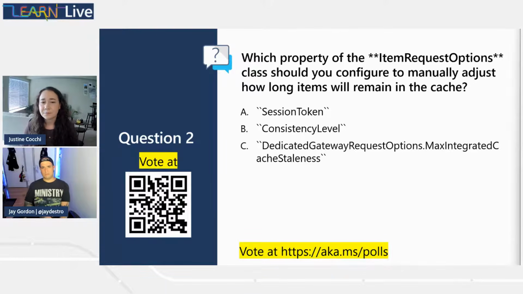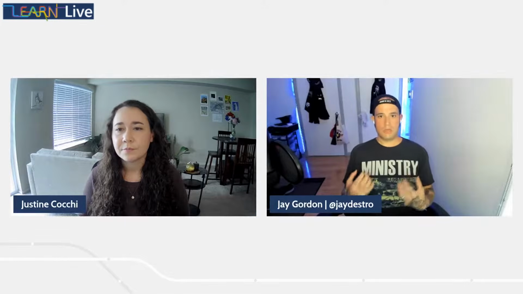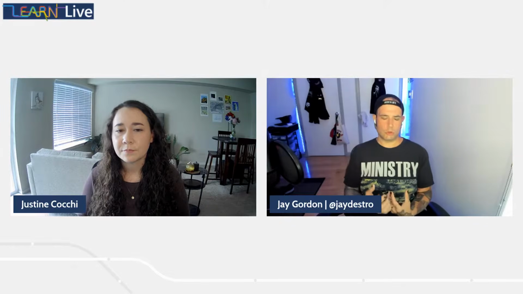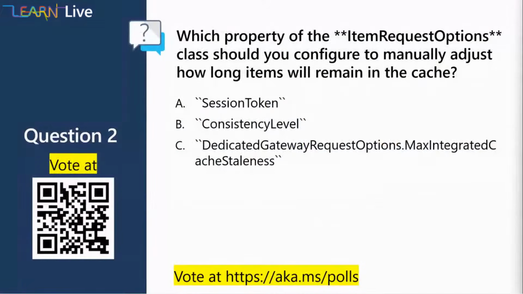Yeah, and I'm seeing B, and it's saying consistency level, and that's another potential option. But I don't really think that that's where this is going, because you're not worried really now about setting consistency in the data that's written and read. What you're really more concerned with is how you're actually going to ingest it, and making sure that you're utilizing the cache to the best that you can. And so that leads us to the next one, which is dedicated gateway request options max integrated cache staleness.